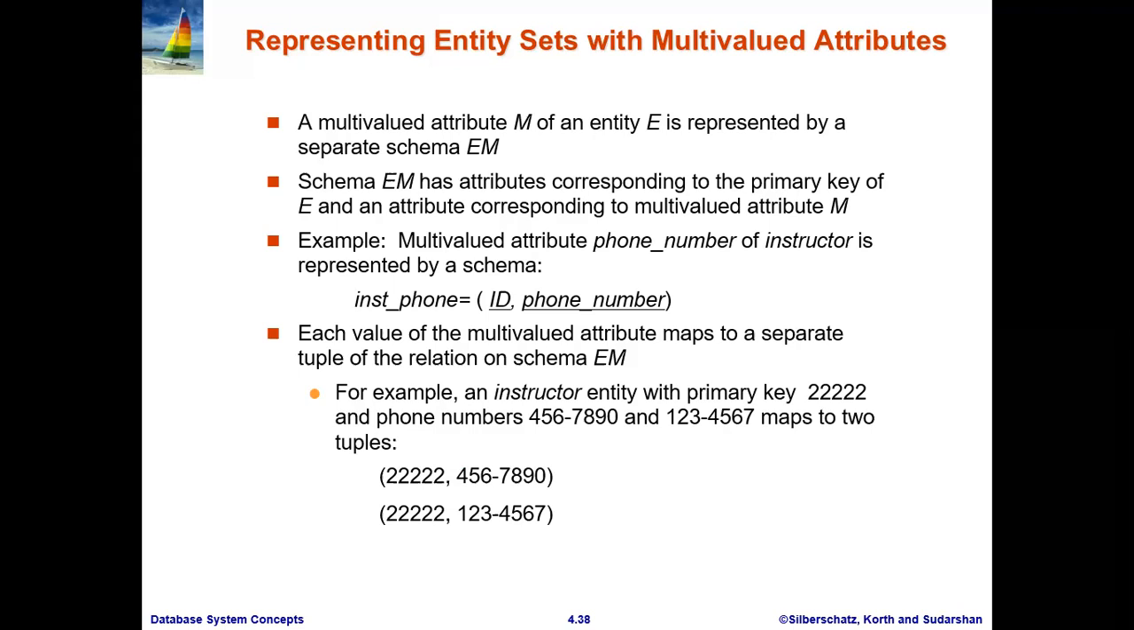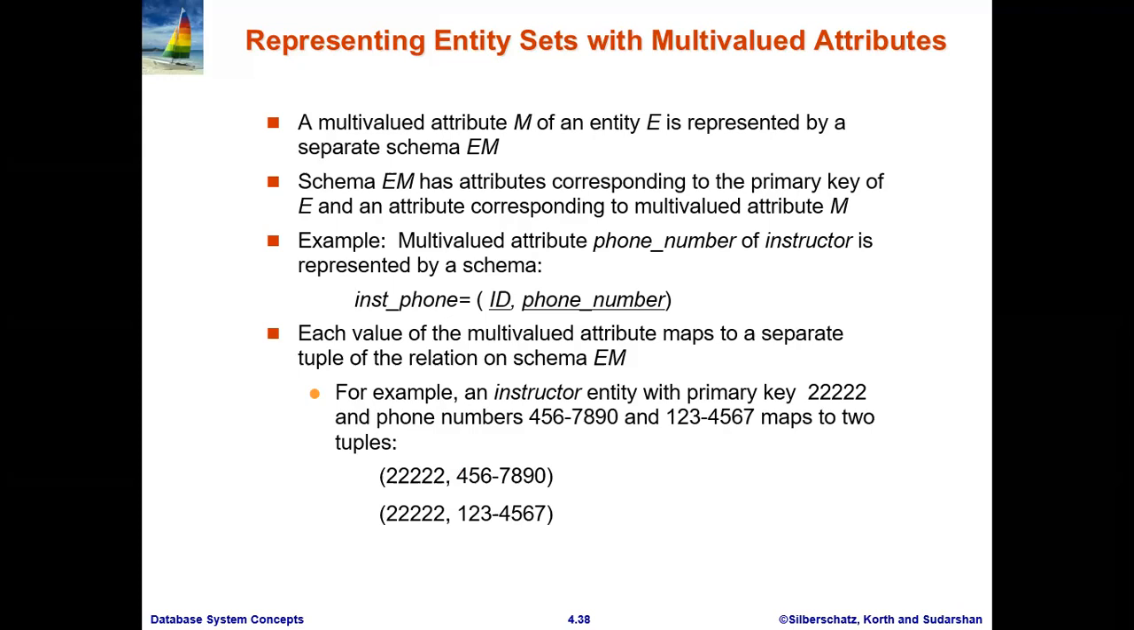Schema EM has attributes corresponding to primary key of E, that is entity E, and attribute corresponding to multi-valued attribute M. So when we write a schema for EM, entity with multi-valued attribute, then the attribute corresponding to primary key of entity and attribute corresponding to multi-valued attribute M are considered together.